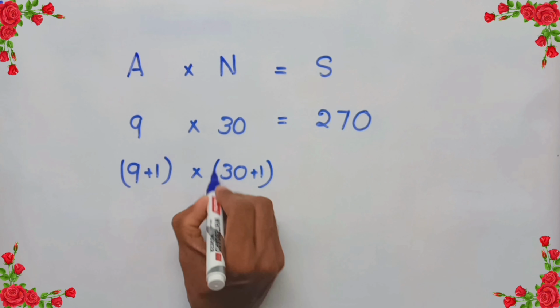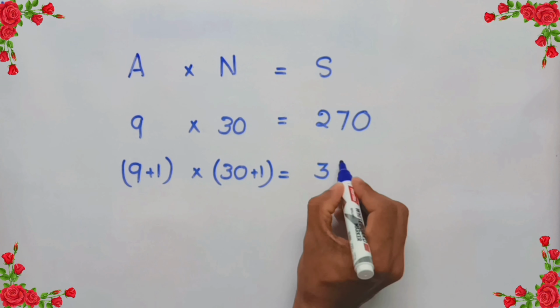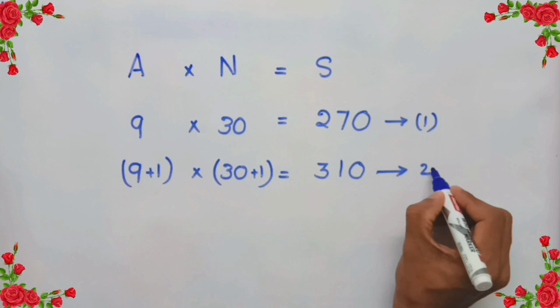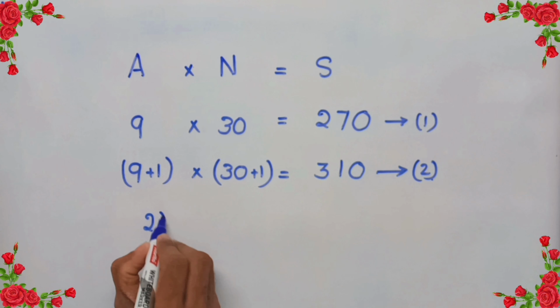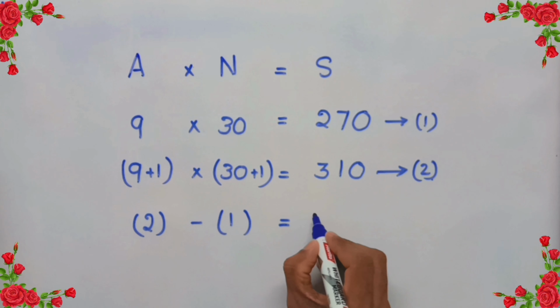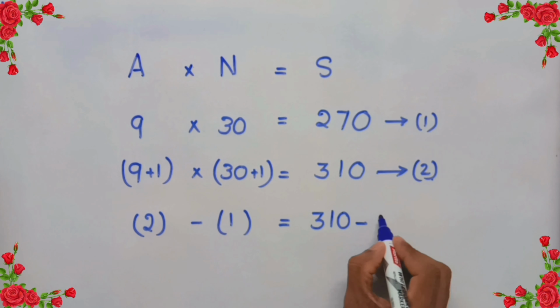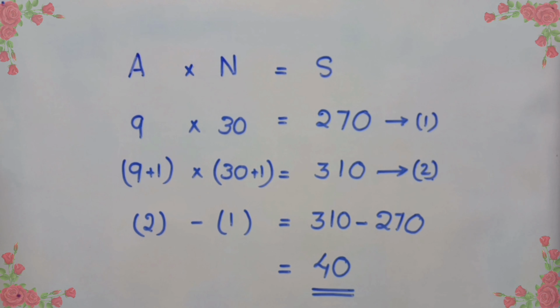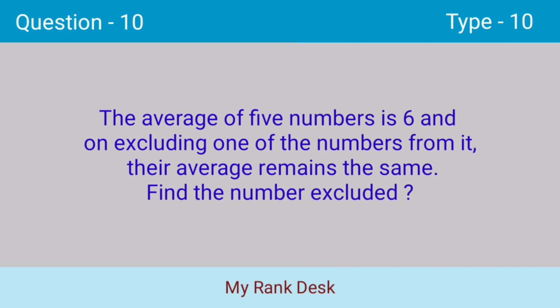Including the teacher, the number of persons becomes 31 and their average becomes 10. The sum of the ages of the new group becomes 10 into 31 equals 310. On subtracting the sum of ages of the 30 students from the sum of ages of the students with the teacher, we get the age of the teacher. That is 310 minus 270 equals 40. The age of the teacher is 40. Answer 40. Next question.